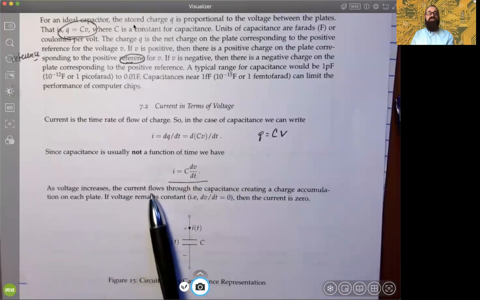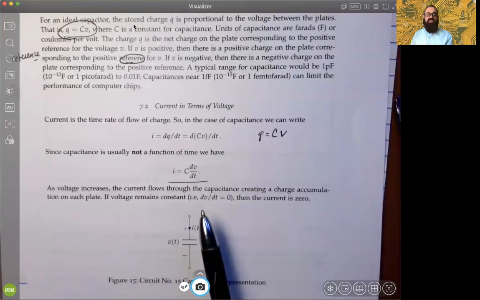As the voltage increases, the current flows to the capacitance and it creates a charge on each plate. If you hold the voltage constant, then the current is zero, right? So you're not going to store any more energy, okay?